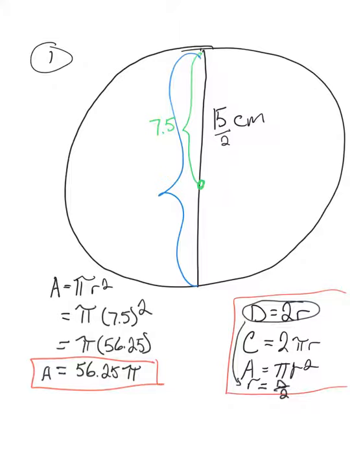Now that we found the area, what is the circumference? The circumference equals 2 pi r, or 2 pi times 7.5, or 15 pi. So you could actually say that the circumference is really just pi times diameter.